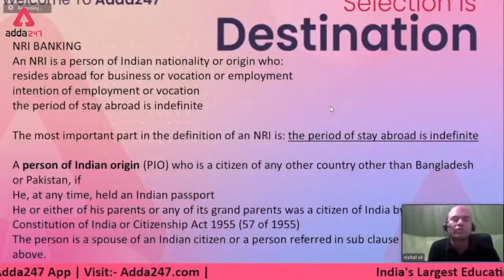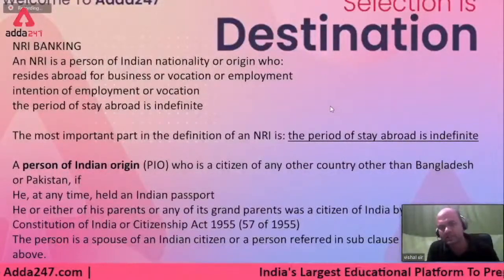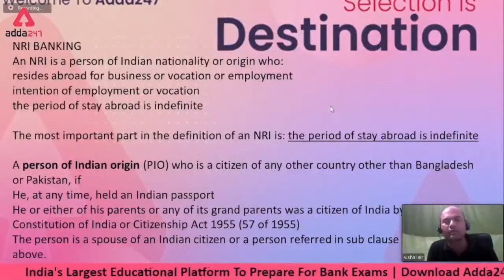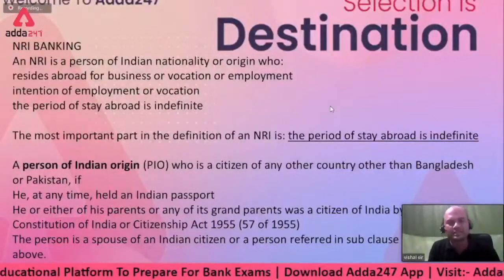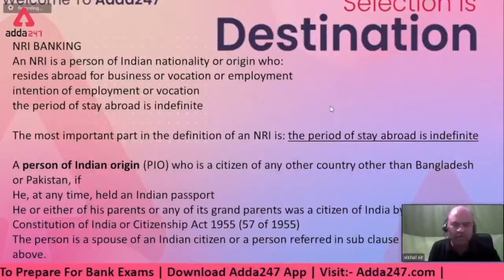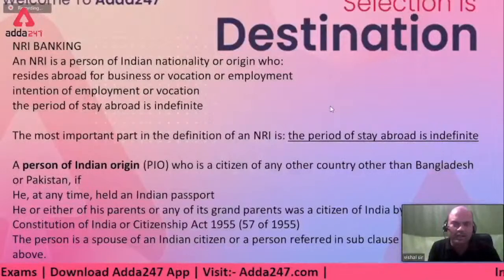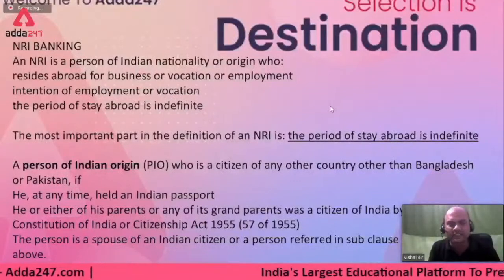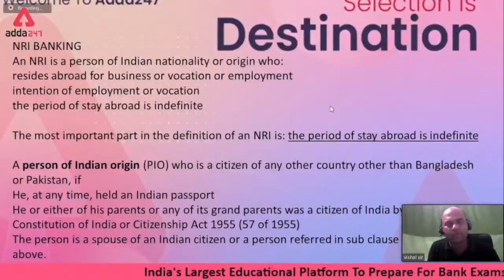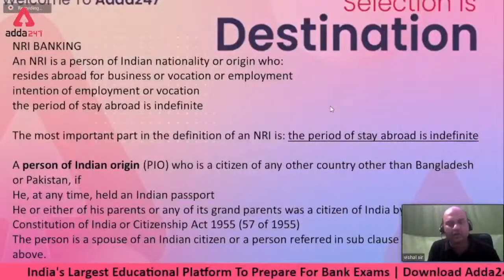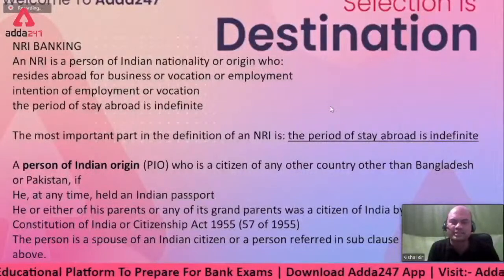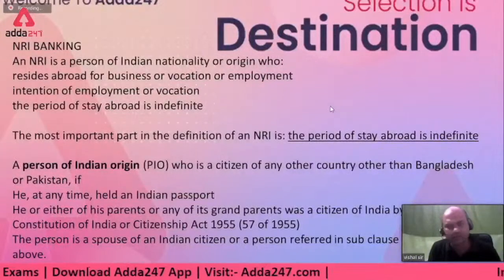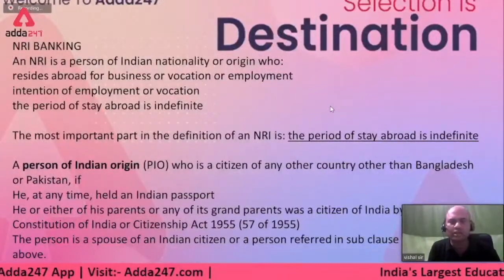Okay. So RBI has given a clarification in this part that although the stay should be indefinite, what should be the minimum criteria? How will I segregate between this is an NRI and this is not an NRI? So the segregation is if somebody is staying in the foreign land for more than 182 days in sequence, meaning no gaps, total 182 days in one stretch, then only he will be considered as an NRI. Otherwise not.